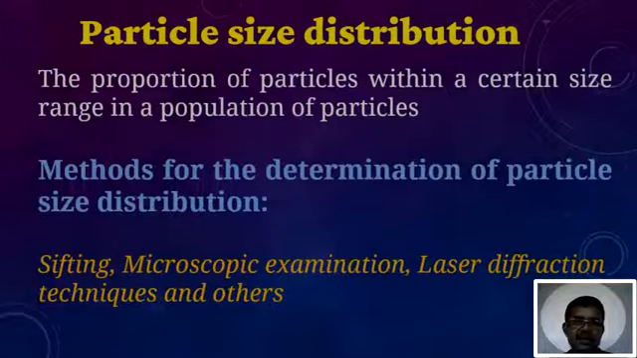The particle size distribution is defined as the proportion of particles within a certain size range in a population of particles. We have different methods for the determination of PSD, like sifting, microscopic examination, laser diffraction techniques, and others. Among these methods, sieve analysis is the simplest technique that is commonly employed for the determination of PSD. It is also used for the quantitative evaluation of the fineness of powders.